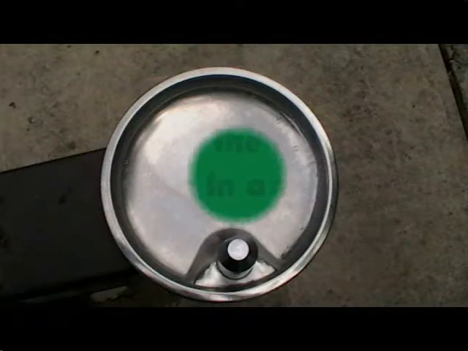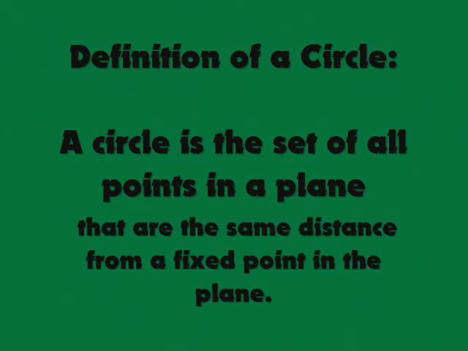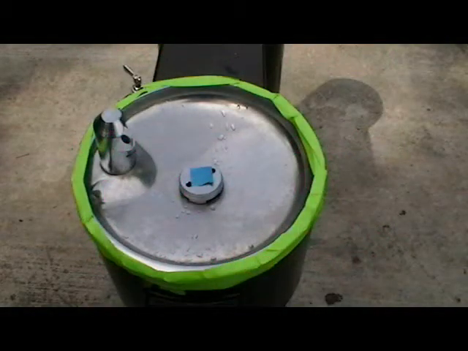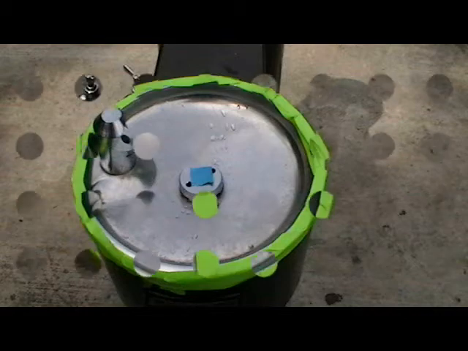Lastly, let's take a look at circles. This water fountain is an example of a circle. A circle is the set of all points in a plane that are the same distance from a fixed point in the plane. This fixed point is the center of the circle, and the distance is the radius. The center and the interior of a circle are not a part of the circle.